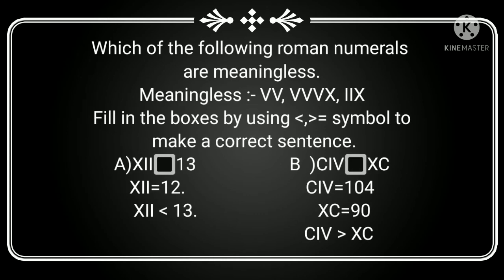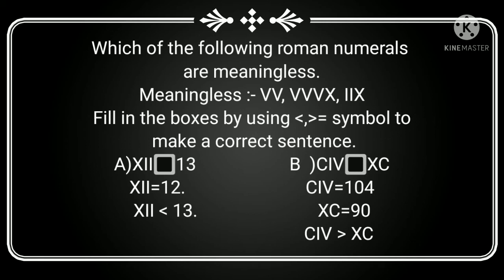Now let's learn which Roman symbols are meaningful and which are meaningless. For that we need to apply all the rules. For example, VV. The symbol V cannot be repeated, so VV is meaningless.